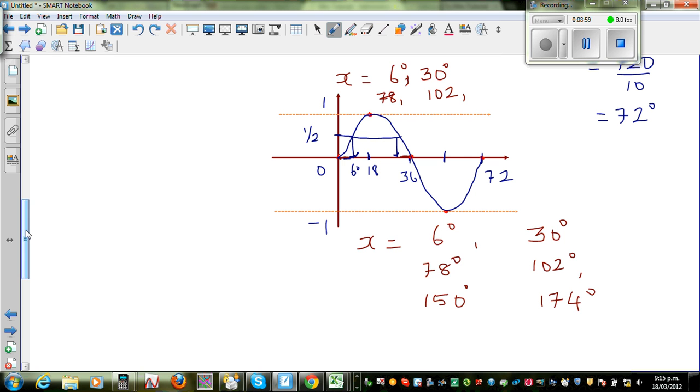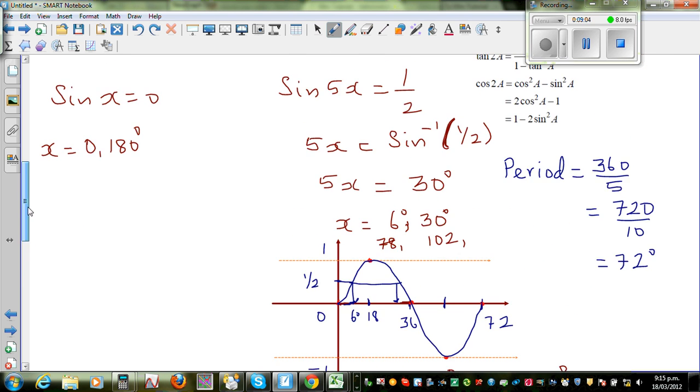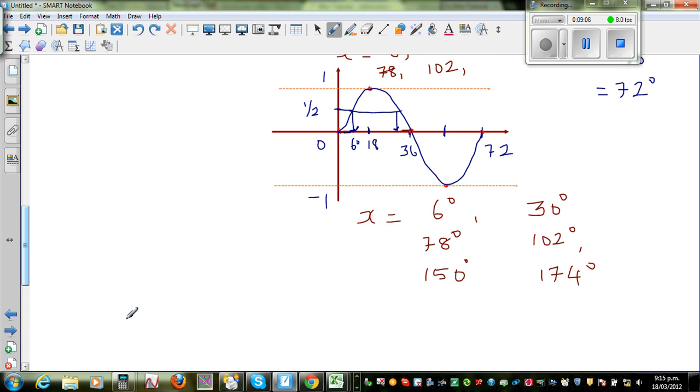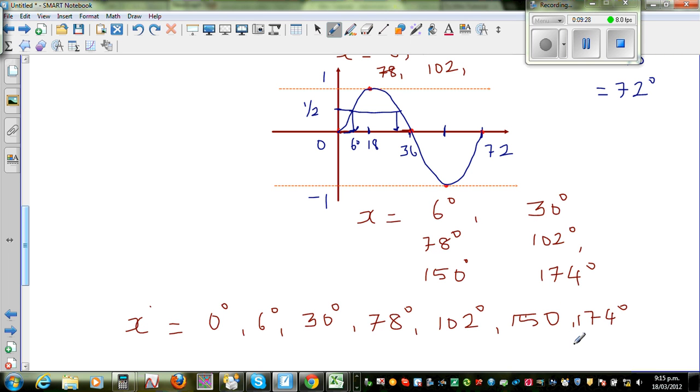So you got 1, 2, 3, 4, 5, 6, 7, 8 solutions. So all the solutions are x equal to 0 degrees, then you got 6 degrees, then 30 degrees, then 78 degrees, 102 degrees, 150 degrees, 174 and 180 degrees. So you got 8 solutions.